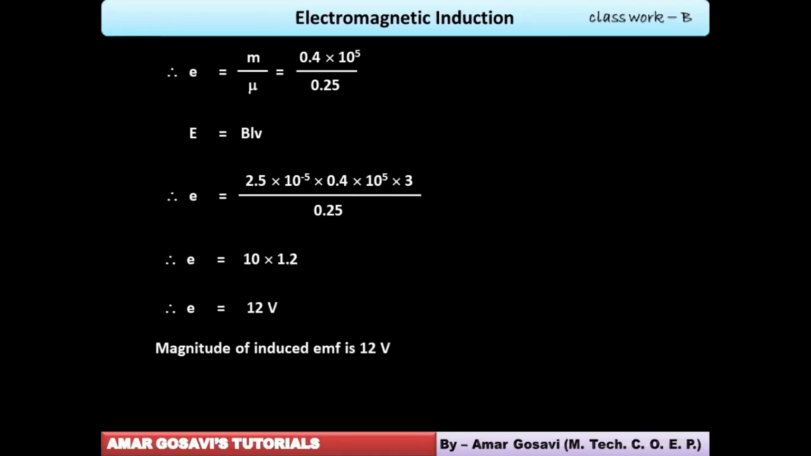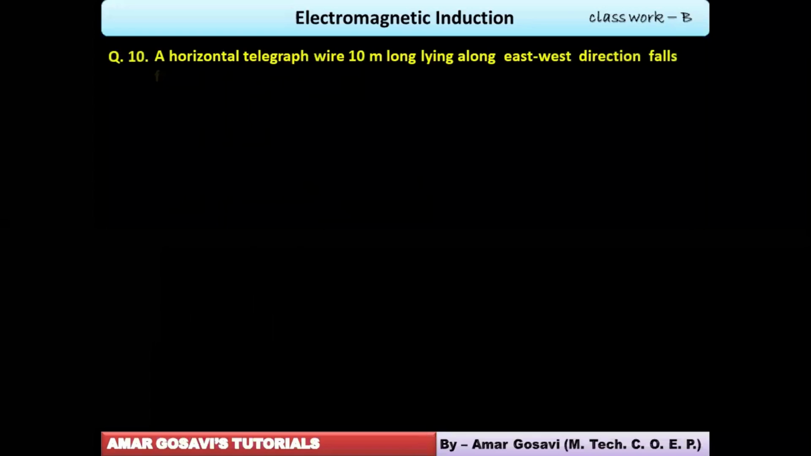12 volt. Okay. So magnitude of induced EMF is 12 volt. Please make a note of it. And obviously the direction will be as per Lenz's law. It will oppose its own cause. Okay, hopefully you have noted this down, friends. Let's move ahead towards the next question.